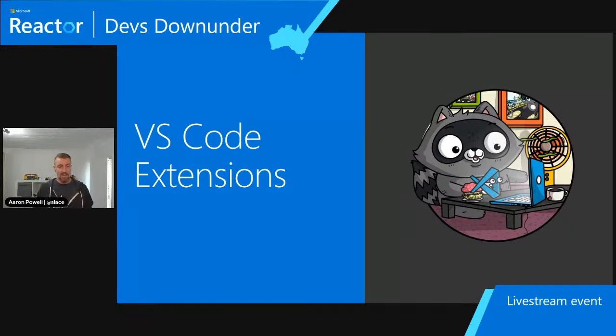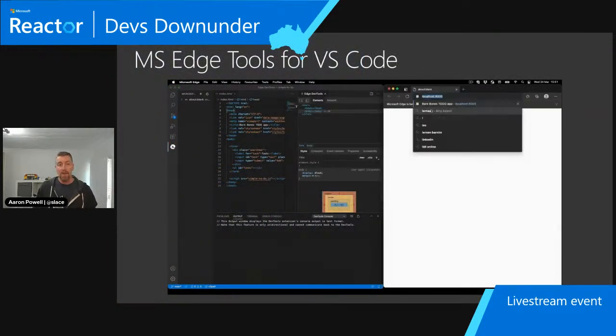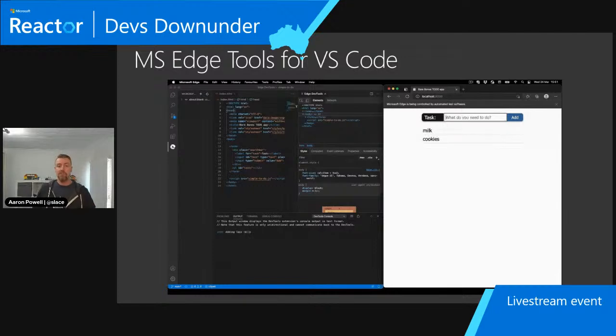So I'm not going to stand here and tell everyone exactly the extensions they need to install. But I want to highlight two extensions that, as a front-end web developer, I think a lot of people aren't aware exist, and I find them super powerful. The first is the Microsoft Edge tools for VS Code. So what this does is it allows you to run the Edge developer tools inside of VS Code.